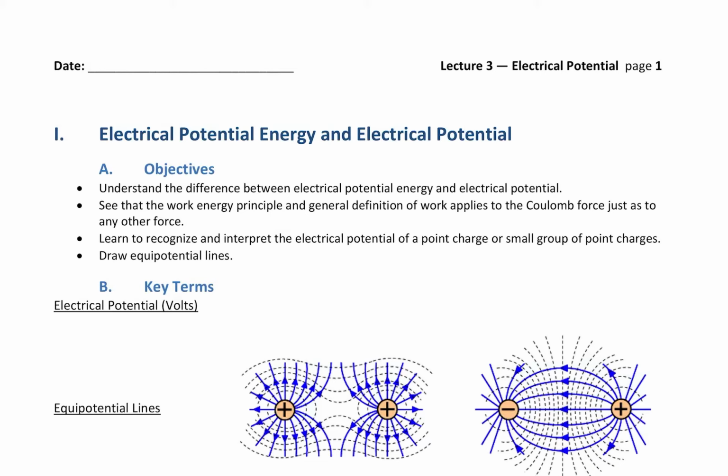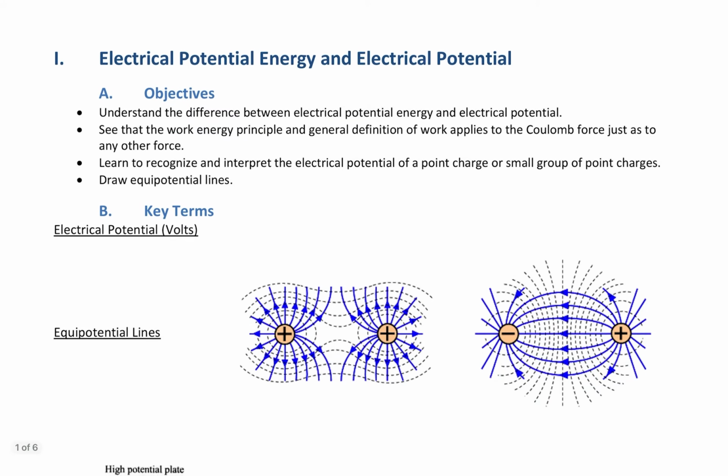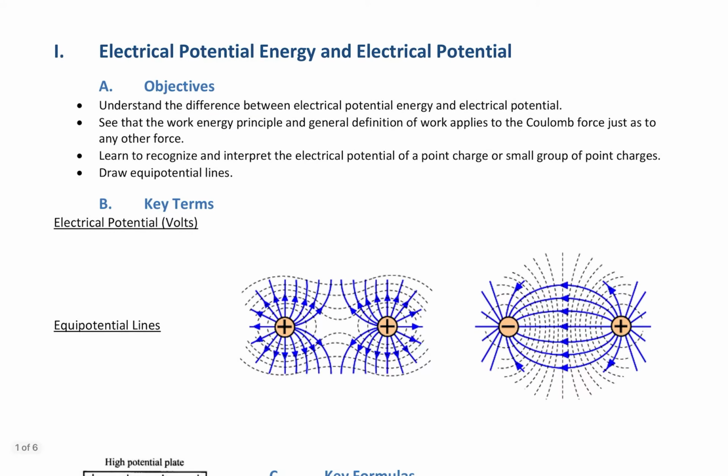Hello, and welcome to Lecture 3 on the topic of electric potential. This is the third lecture in our discussion of electricity and magnetism. Here we're talking about electric potential energy, and then something called electric potential without the energy. We're going to talk about the units of those terms, how they relate to things we've seen before, and how they relate to other concepts in electricity.